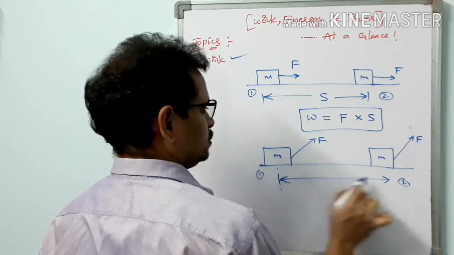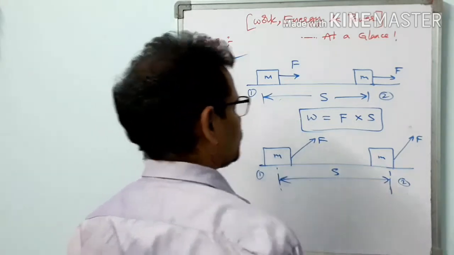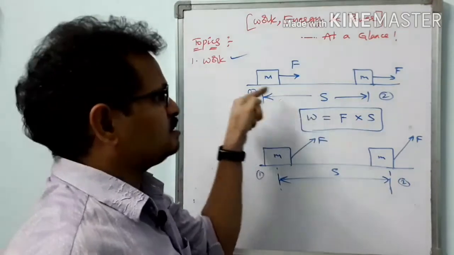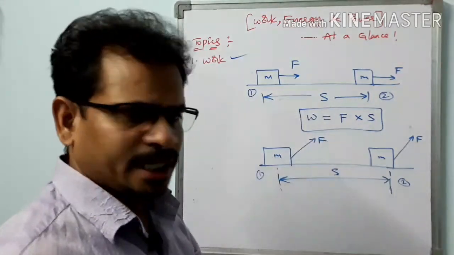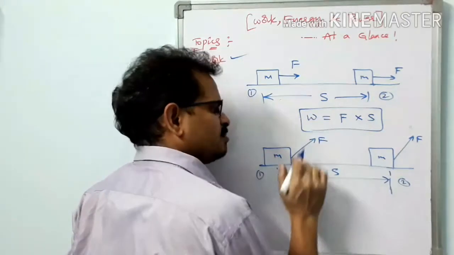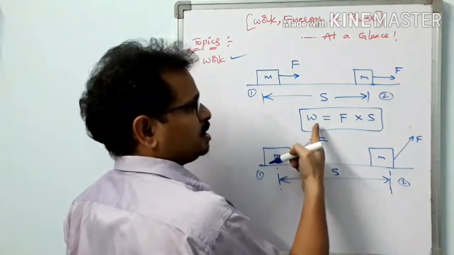Now displacement from position 1 to position 2. In the previous case, the force which is acting is in the same direction as the displacement. Both are in the same direction. But in this case, they are in different directions. So displacement is along the x-axis and force is making some angle theta with it. So in this case, what is W? Here W equal to F into S.